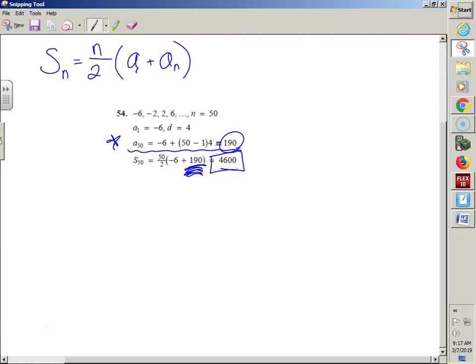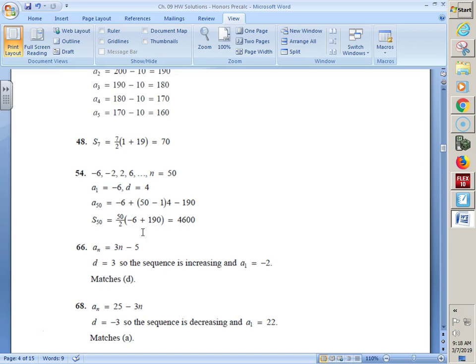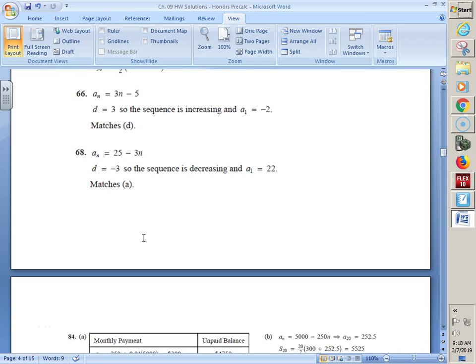So sometimes in finding the nth partial sum for arithmetic, since we need the first and the last, use the nth term formula to get to the last and then plug in. So you're going to be using both formulas at the same time. This is a very good example to highlight, by the way, as far as a big idea from section 9.2. Let's go back to our answer key. You guys can see number 66 matches D. Number 68 matches A.